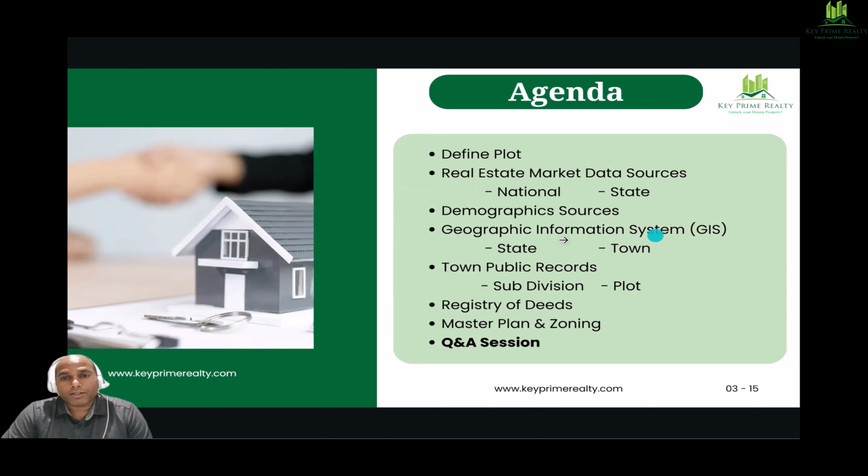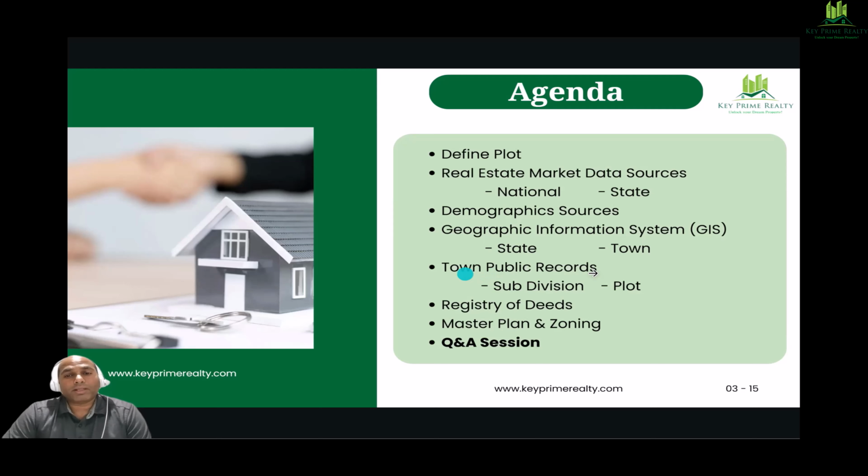Then we have the geographic information systems, GIS. Believe it or not, the state spent so much money on preparing these systems. Essentially, every plot of land in the state is mapped through these systems. We'll go through the state one, which includes all the municipalities, and then there are some towns which enhance what the state provides and add some additional layers. This would be really interesting to see.